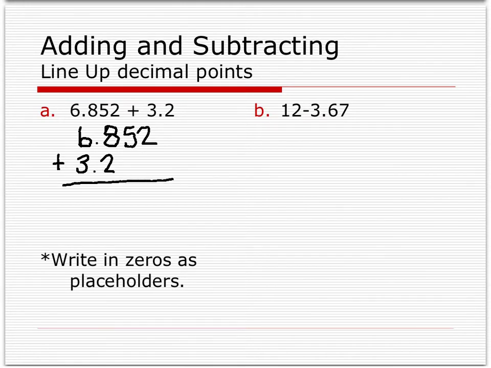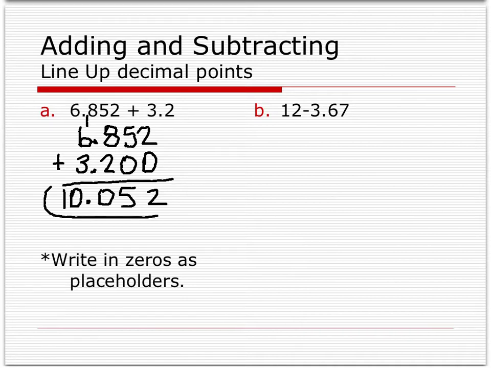Notice I don't have any numbers behind the 2, so I'll add a 0 as a placeholder. 3.2 is the exact same thing as 3.200, so now I can add up my columns like I normally would. So adding this up, I would get 2, 5, 10, and 10, and then don't forget to put the decimal straight down in your answer. Again, that's why we want to line up the decimal points, because now I know I'll place the decimal point correctly in my answer as well.